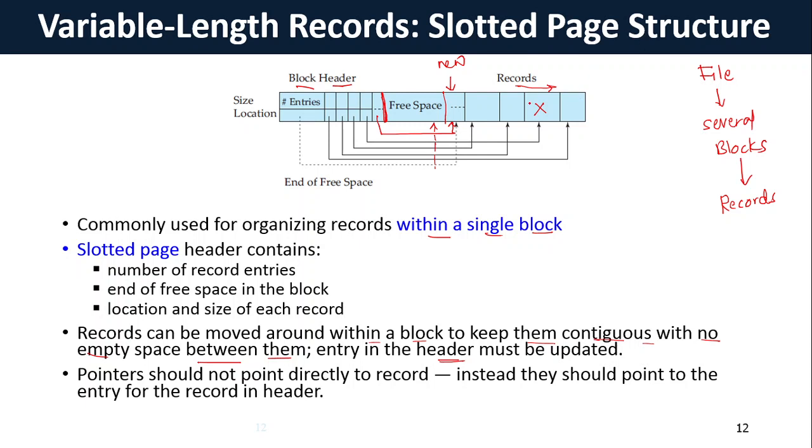Right? So if I delete this record, then the rest of the records after that record can be moved within this block, so that we can maintain this free space contiguous. We do not want any free space in between. We do not want any fragmentation in the block. Accordingly, if I am deleting this record, I need to update the respective header entry also in my block header. Right? So I hope you have understood this concept.